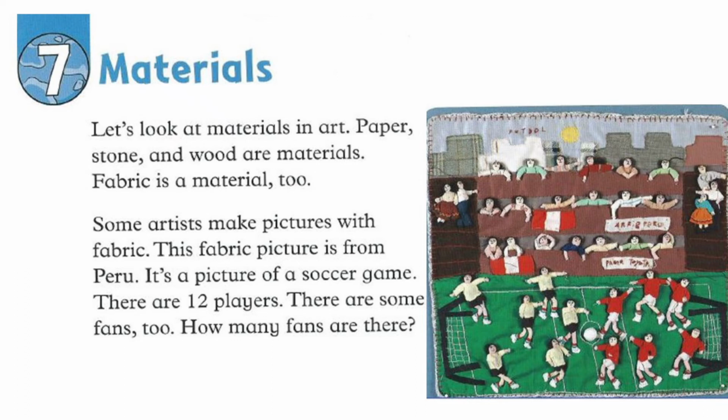Chapter 7. Materials. Let's look at materials in art. Paper, stone, and wood are materials. Fabric is a material too. Some artists make pictures with fabric. This fabric picture is from Peru. It's a picture of a soccer game. There are 12 players. There are some fans, too. How many fans are there?